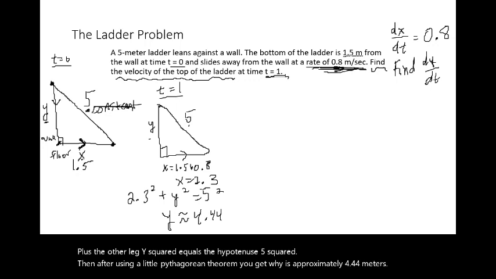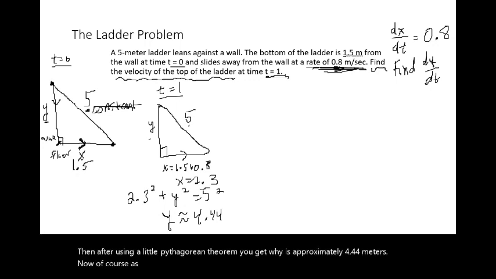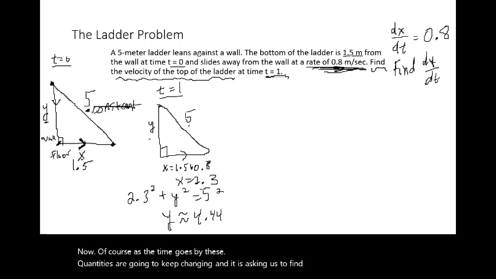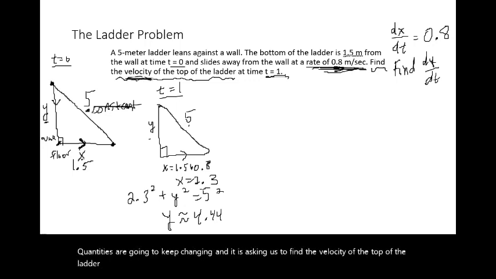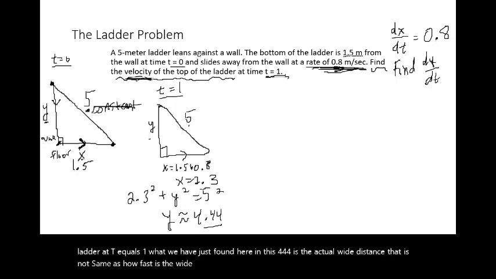Now, of course, as time goes by, these quantities are going to keep changing, and it is asking us to find the velocity of the top of the ladder at t equals 1. What we have just found here in this 4.44 is the actual y distance. That is not the same as how fast the y distance is changing. So we are asked to find dy/dt at t equals 1.